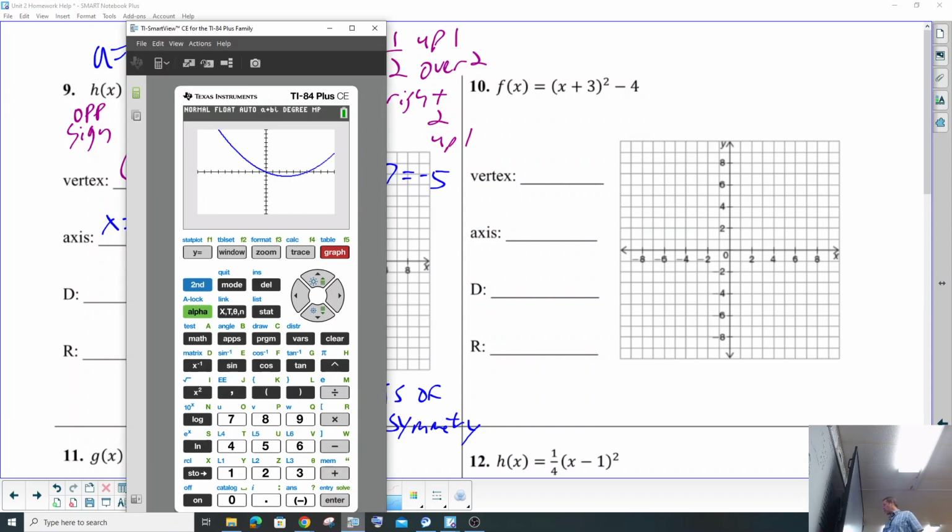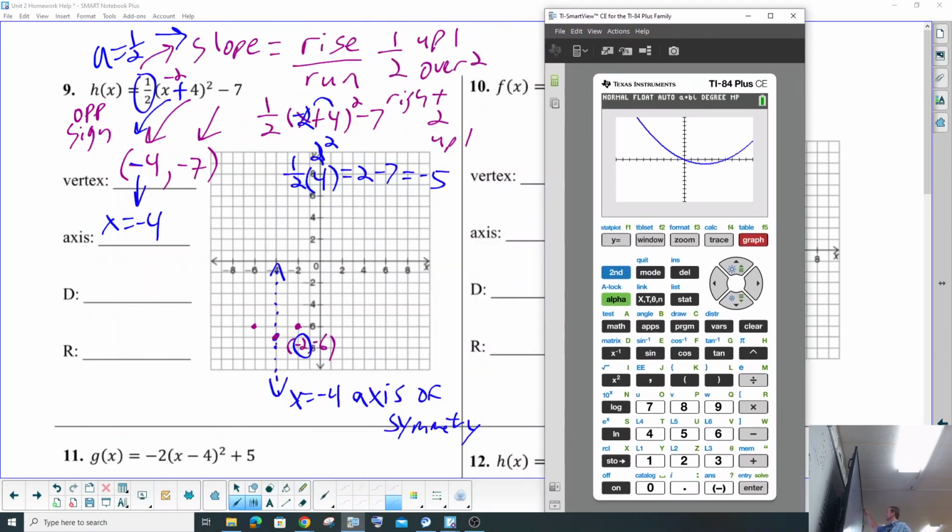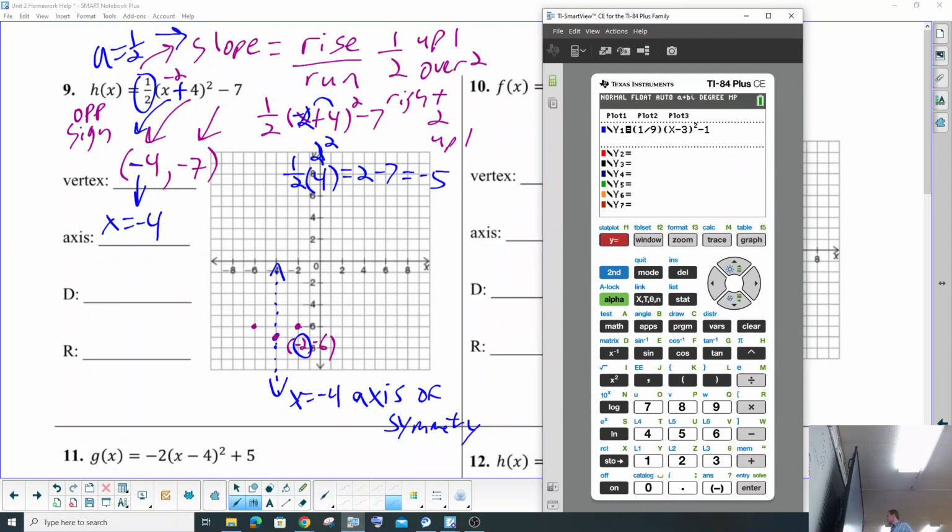So let's try looking at our graphing calculator and see. So we're going to go to y equals. We're going to clear that. We're going to go 1 divided by 2. We're going to do open parenthesis. We're going to do x plus 4, close parenthesis. We're going to square it. And then, not -7, but a right arrow. And then subtract 7. So let's just see what the graph tells us.